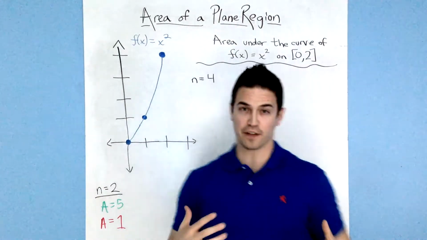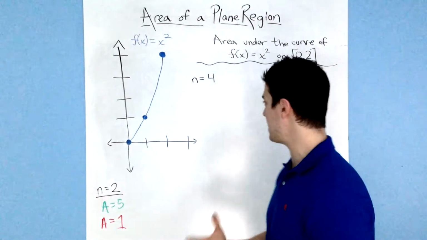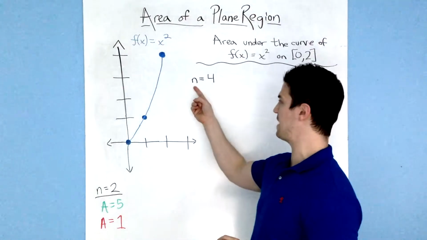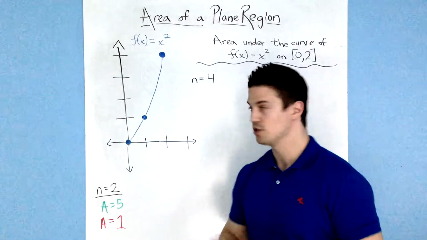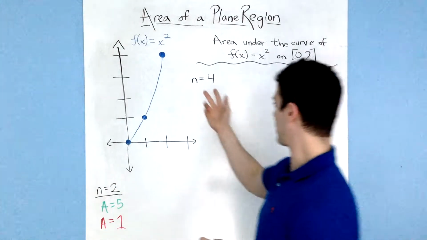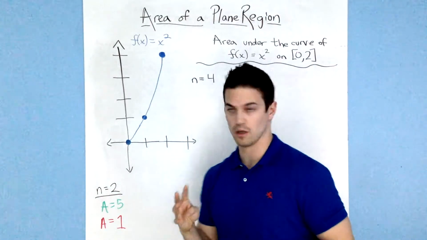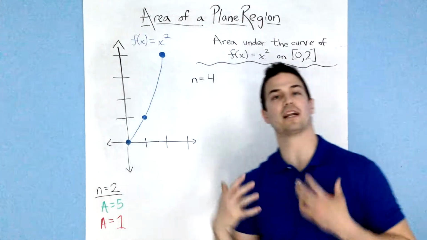curve. For this video, we're going to try to see if we can find a trend if we increase the number of intervals, I should say, to 4 instead of 2. So the first thing we're going to do is break up this interval into 4, and then we're going to draw our rectangles and then try to calculate the area.